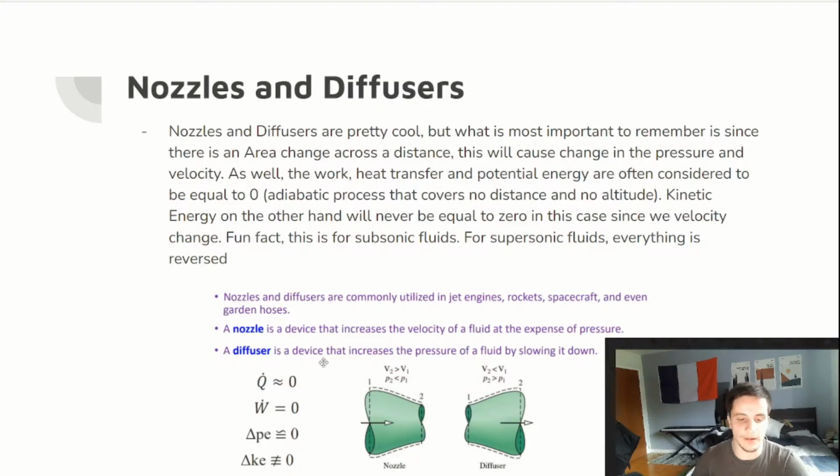Just know basically that if in an exercise you encounter a nozzle or diffuser, your heat transfer will most likely be equal to 0, your work as well, your potential energy as well, and then your kinetic energy will probably be the main focus of the exercise. Alright, so let's begin.